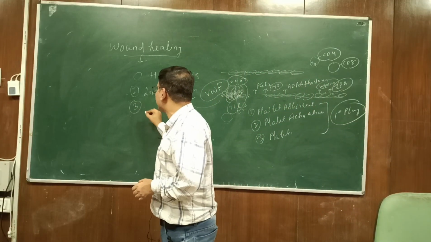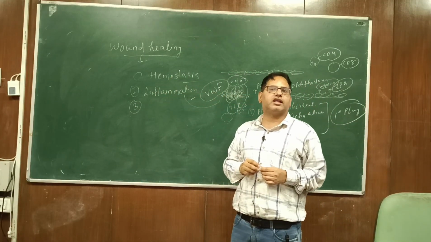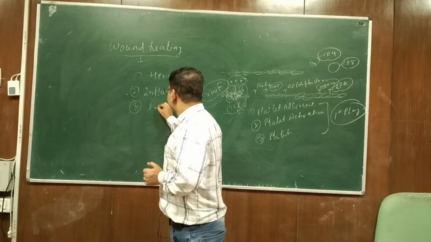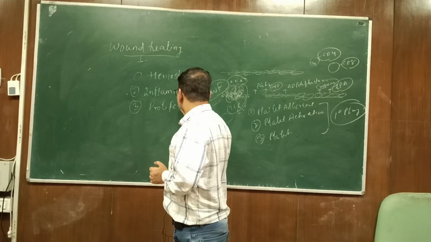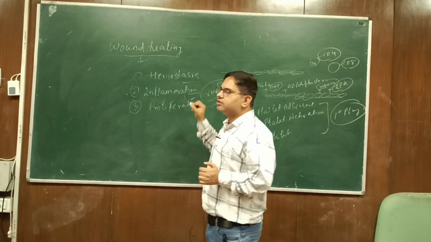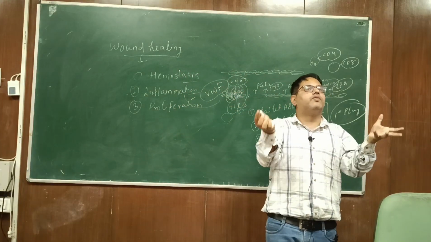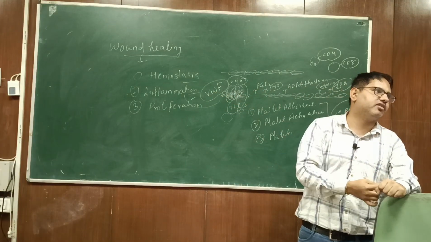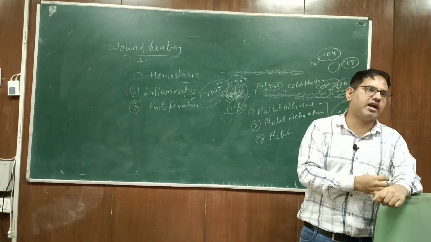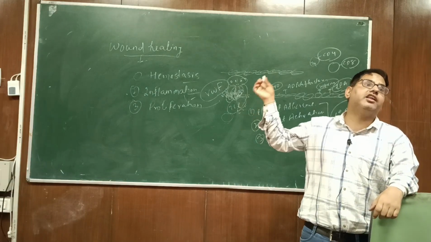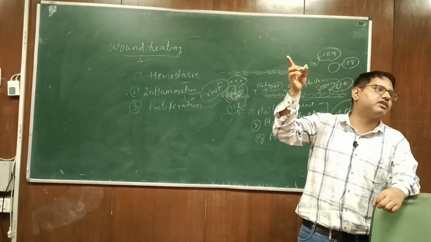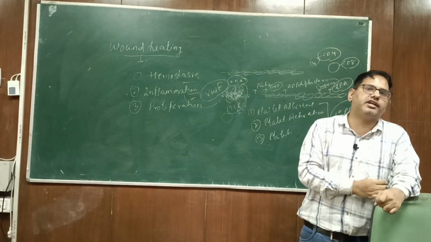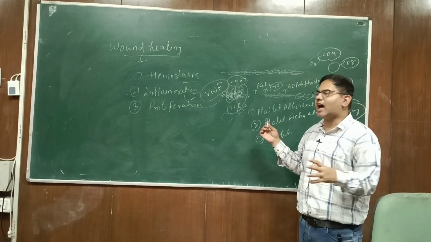Then the third step will be your wound healing. The third step is proliferation. The purpose of inflammation is to dilute and remove those causative agents which cause the cell injury. The purpose of inflammation is that one. That is the desired inflammation. We are talking about desired inflammation. Undesired inflammation will result in pathological conditions, right? That is the desired inflammation.